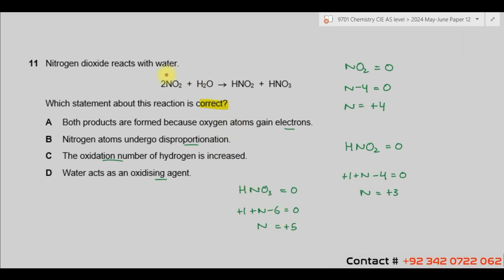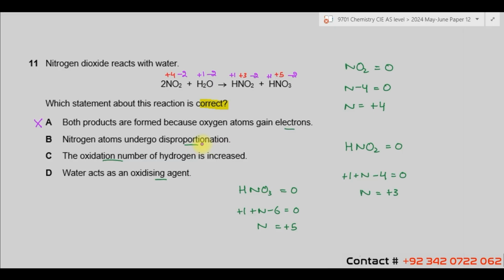Okay, let's write it down. So nitrogen is plus 4, nitrogen is plus 3, nitrogen is plus 5. Let's write down the others. Oxygen is minus 2 for single atom, hydrogen is plus 1, oxygen minus 2, plus 1, minus 2, plus 1, minus 2. Okay, so both products are formed because oxygen atoms gain electrons. Now we can see the oxidation state of single oxygen atom does not change on the reactant and product side, so this is incorrect. Nitrogen atoms undergo disproportionation.